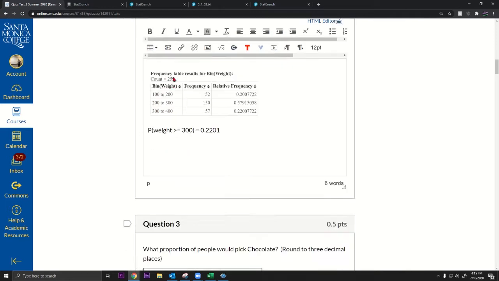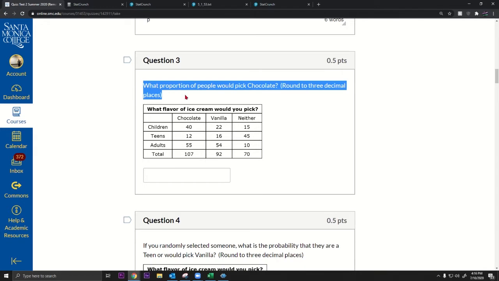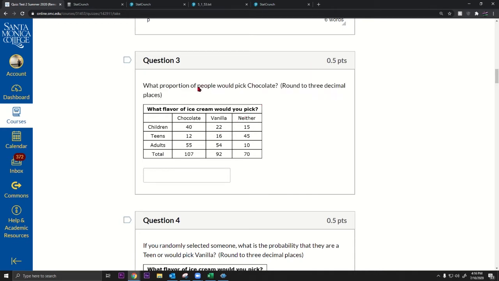That's what I like. Alright, anyway, number 3: what proportion of people would pick chocolate if you had this two-way table? In the test it said what proportion of students would pick chocolate. These are all students, so children, teens, adults, everybody's a student for this one, but that was a little bit unclear. That's why I changed it to what proportion of people would pick chocolate. And to get that, notice it's just 107 divided by the grand total, which we don't know. We have to add these 3 numbers.